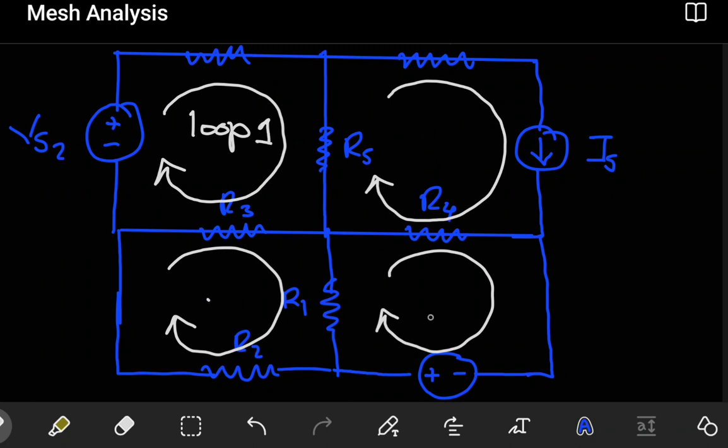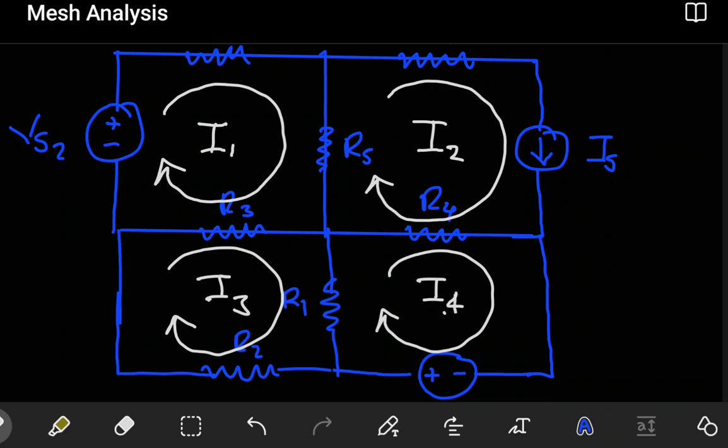Then this will be our mesh 3 and our mesh 4. Now of course, the only difference between the original Kirchhoff's voltage law and when we use it to analyze meshes is that now we will assign what we call the mesh currents. So the mesh current is just going to be a current that is associated with each mesh. So this is going to be mesh current 1, then mesh current 2 here, then you have mesh current 3 here, and then you have mesh current 4.